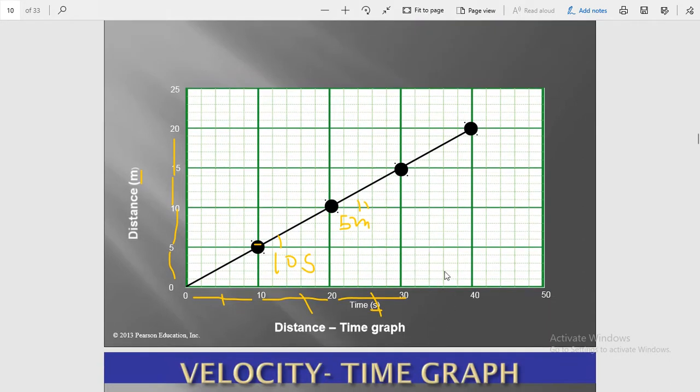So what should be the velocity? So for this angle, tan theta is equal to perpendicular upon base. So this one is the perpendicular and this one is the base in this triangle. Okay, so you can write v is equal to 5 upon 10, or this will be equal to 1 upon 2. So this will be the velocity or speed of this object for which this graph is plotted. Meter per second will be the unit. You can write here meter per second.